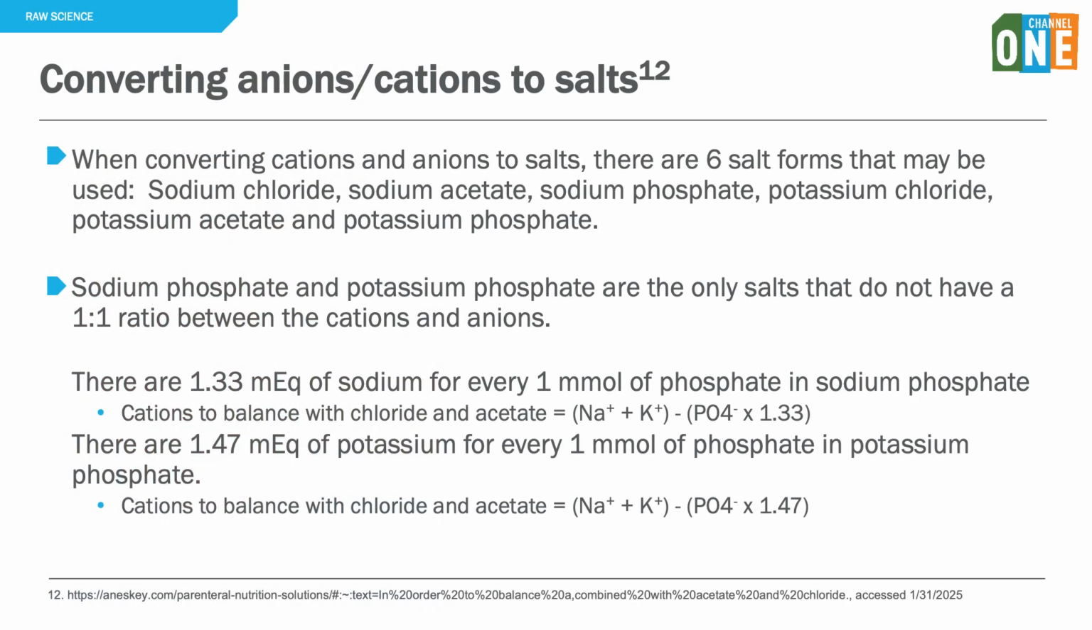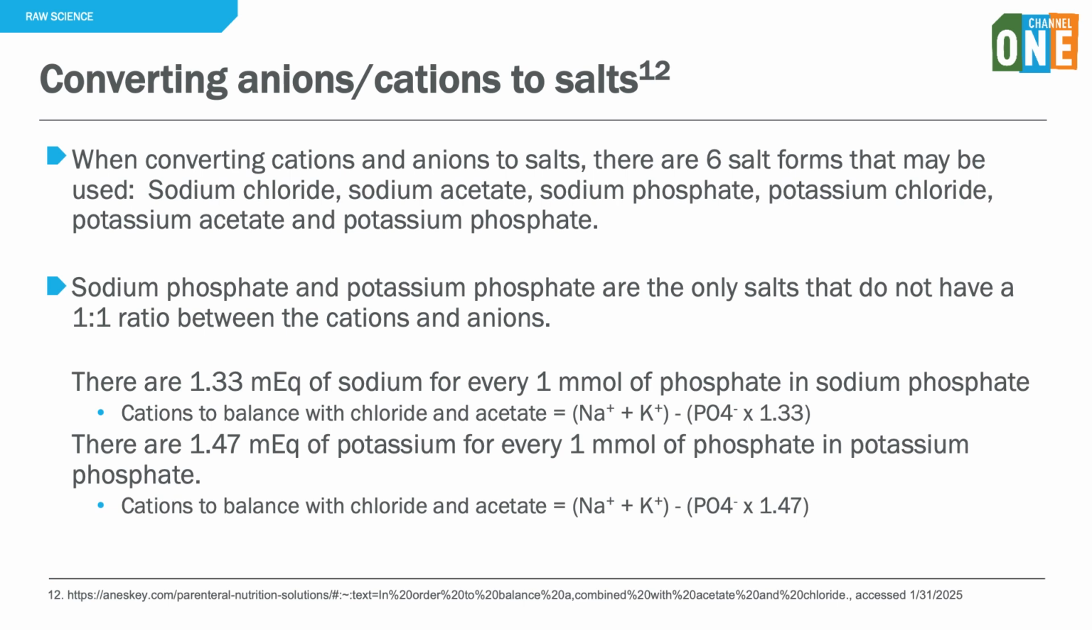However, it's much more complicated when converting cations and anions to salts. There are 6 salt forms that may be used: sodium chloride, sodium acetate, sodium phosphate, potassium chloride, potassium acetate, and potassium phosphate. Always start with phosphate since sodium phosphate and potassium phosphate are the only salts that do not have a 1:1 ratio between the cations and anions.